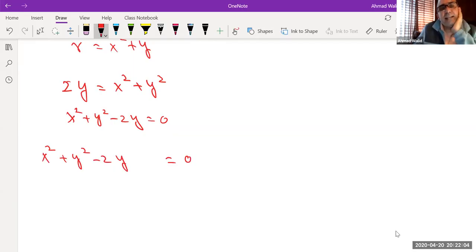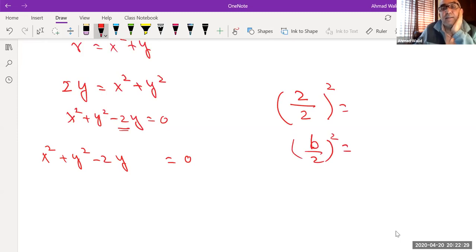Who remembers completing a square? How you do completing a square on y? You take the coefficient of y, which is 2, you divide by 2, you square it, and you add in both sides of the equation. Remember, take half of b and square and add in both sides from algebra. 2 divided by 2 is 1, 1 squared gives you 1. It means I will add 1 here and I will add 1 here.